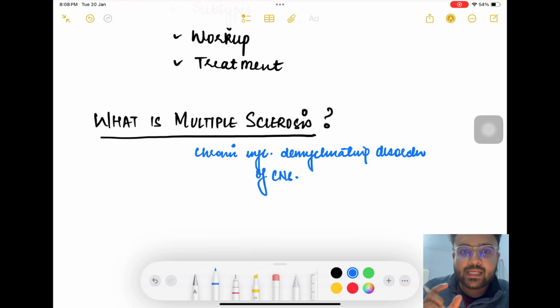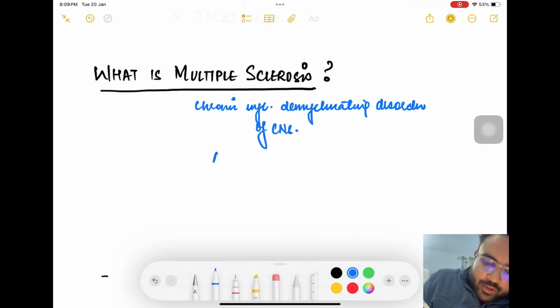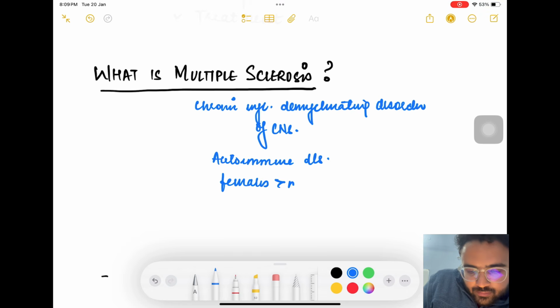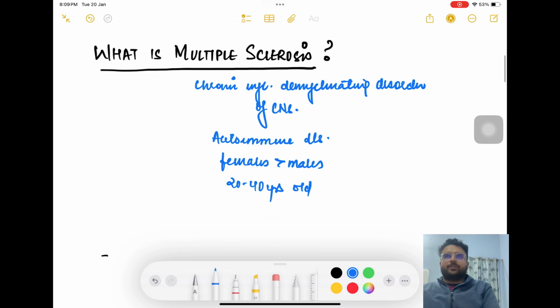We all know that in the CNS, neurons are myelinated by oligodendrocytes. So in MS there is something to do with that myelination taken care of by oligodendrocytes. It is believed to be an autoimmune disease. It affects females more than males, usually 20 to 40 years old.